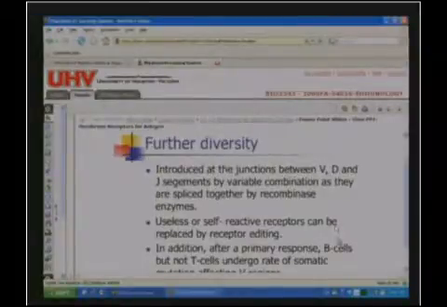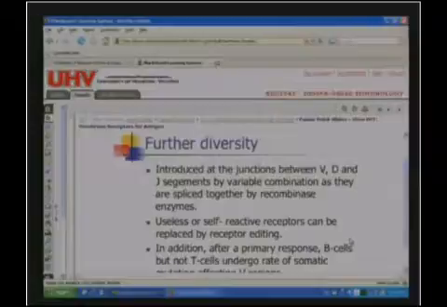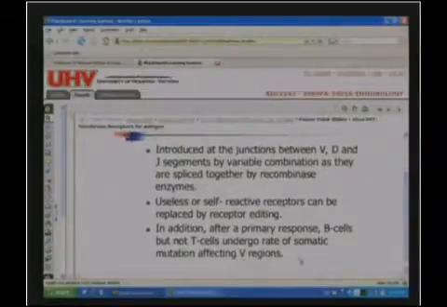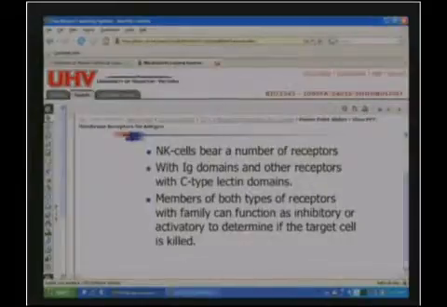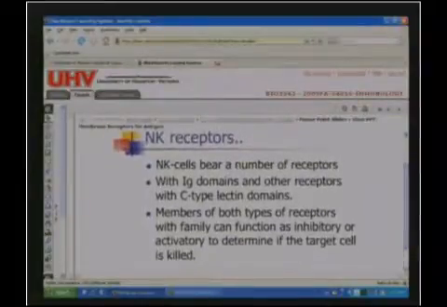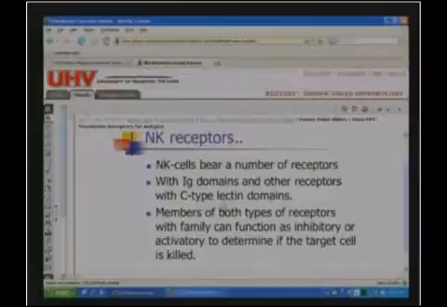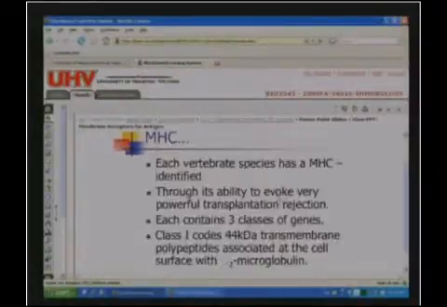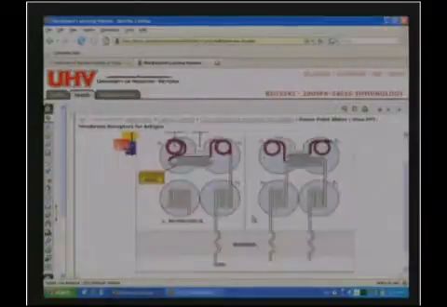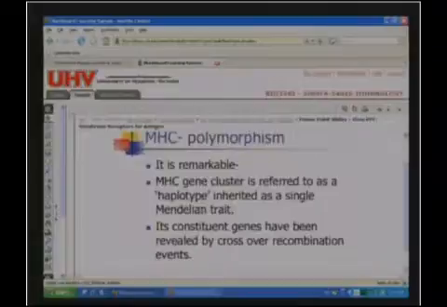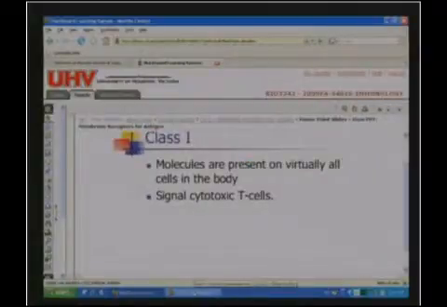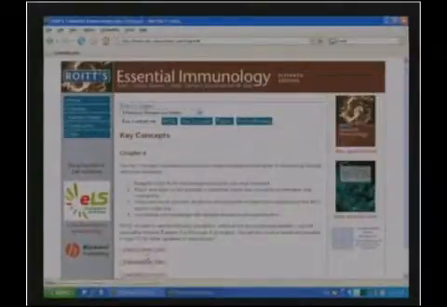Further diversity, which we discussed earlier: B cells and T cells undergo somatic hypermutation affecting the V region. And the NK cells bear a number of receptors, Ig domain and C-type lectin, which we will eventually see in the next class as well, and the MHC molecules and everything. We will see this part next class. I want to go on to the concept.